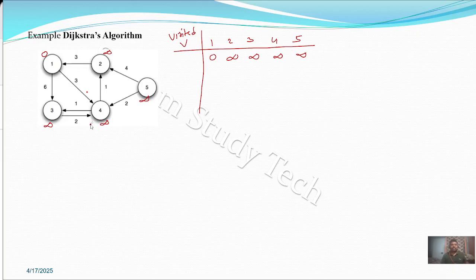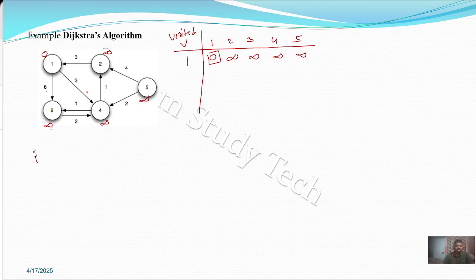I have to draw this diagram. Next step: which is the minimum? Here vertex 1 is the minimum, so 1 is the visited vertex now. Now we have to find which vertices are connected to that already visited vertex. You can see here 1 to 3 is 6, and the current value is infinity.